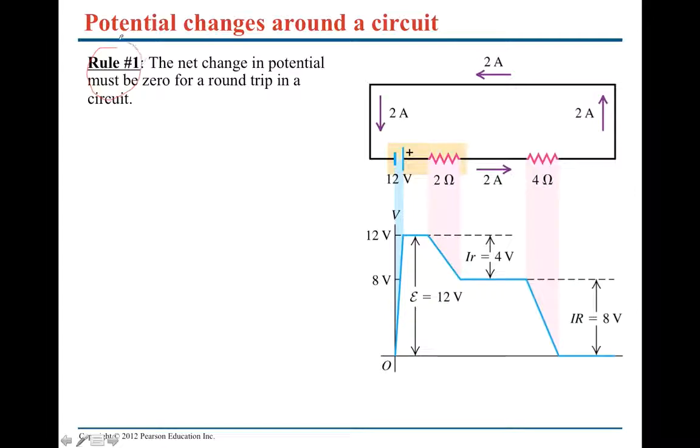Rule number 1, which is very important, is Kirchhoff's rule. We said that the voltage around a closed loop is equal to 0. So if I start at this point here and go around the circuit this way and come back to the same point, I should get back 0. Okay, let's test that.